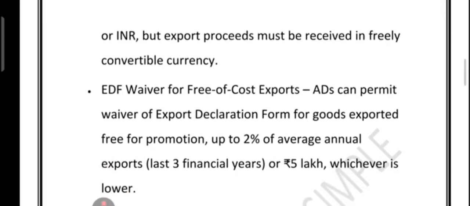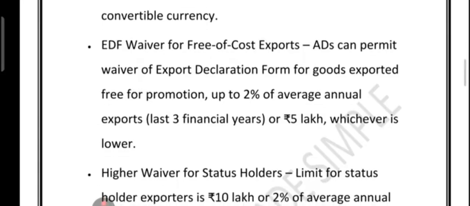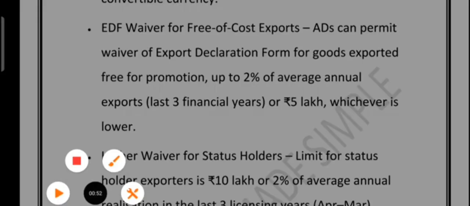Now about the free of cost export. Sometimes exporters send goods abroad for promotion without charging money. In such a case, the bank can waive the requirement for filling the EDF. What is EDF? Export declaration form. But they can only waive up to 2% of your average annual export in the last 3 years, or rupees 5 lakh, whichever is lower.